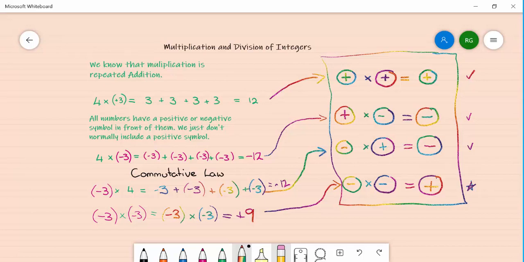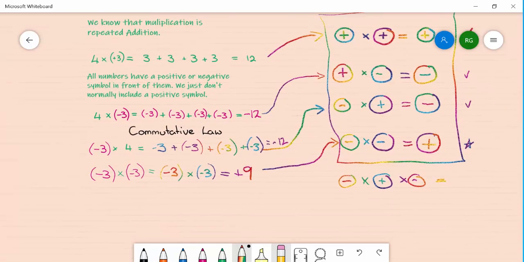The slight alternate comes if we multiply by another thing. So if we have a negative multiplied by a positive multiplied by a negative value, we can break it down. A negative times a positive is negative, and we're still multiplying it by this negative here, which means our overall answer is a positive value.